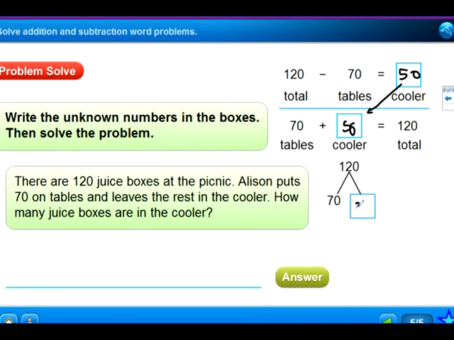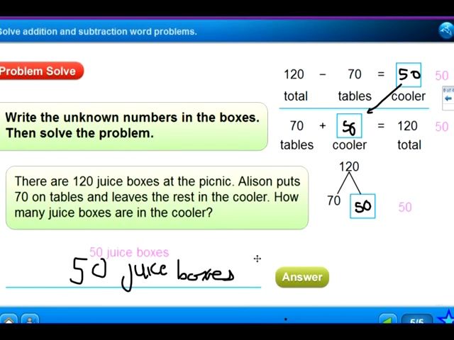And we have 70 plus 50 equals 120. So how many juice boxes are in the cooler? 50 are in the cooler. 50 juice boxes. And our answer is 50 juice boxes.